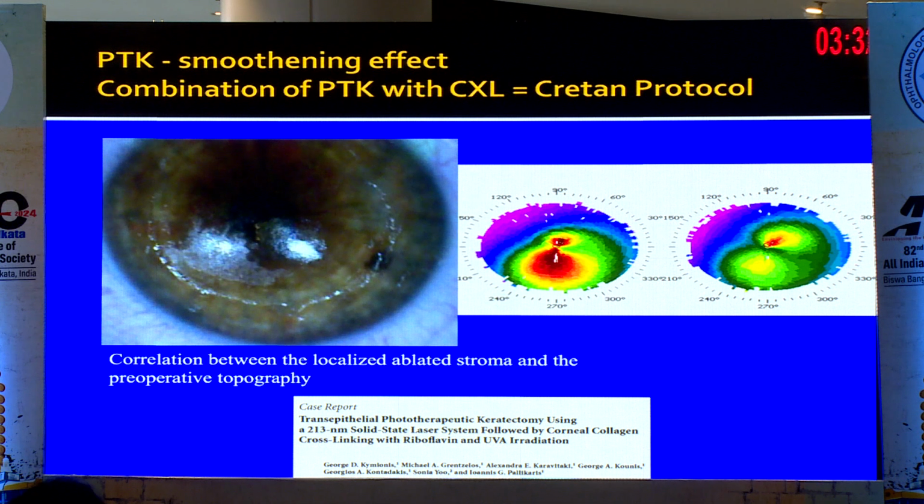To prove this hypothesis, first we published a single case. This was in the European Journal of Ophthalmology, and we showcased that if you look at the preoperative topography and the ablation on the Bowman, it is very, very similar.